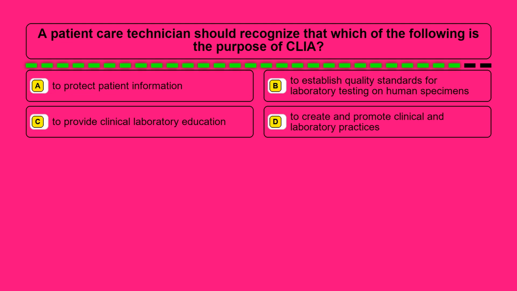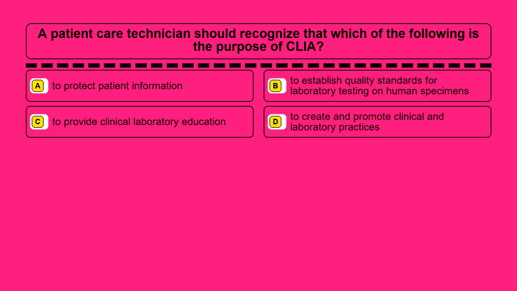Question 57. A patient care technician should recognize that which of the following is the purpose of CLIA? Option A. To protect patient information. Option B. To establish quality standards for laboratory testing on human specimens. Option C. To provide clinical laboratory education. Option D. To create and promote clinical and laboratory practices.